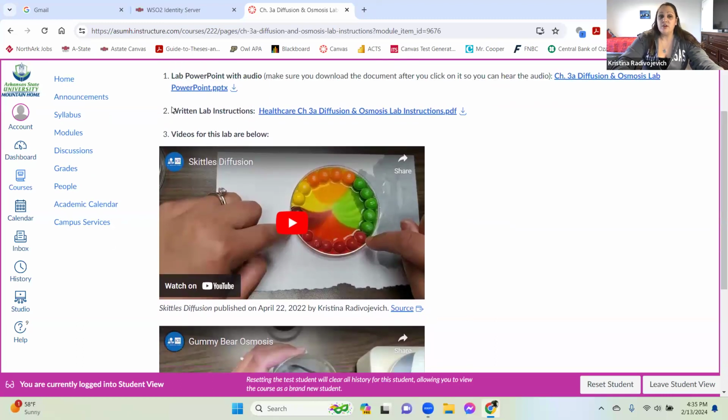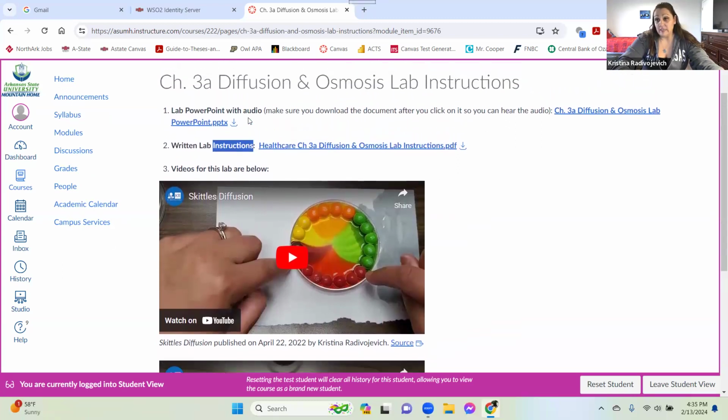The additional thing here is these written lab instructions. If you are a reader and you learn by reading, this stuff is basically in addition to the lab PowerPoint. The lab PowerPoint really does give you everything that you need. The written lab instructions are just additional in case you need them, but most often, I find that students really don't. You need the lab PowerPoint and you need the videos.